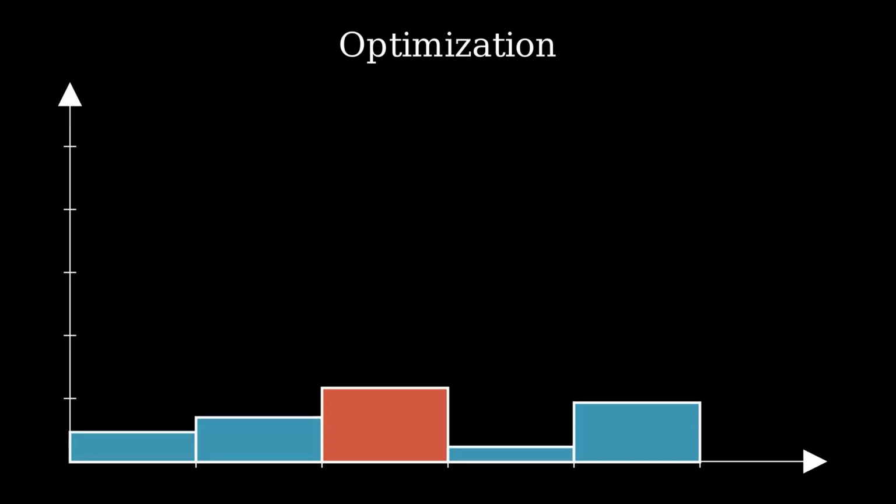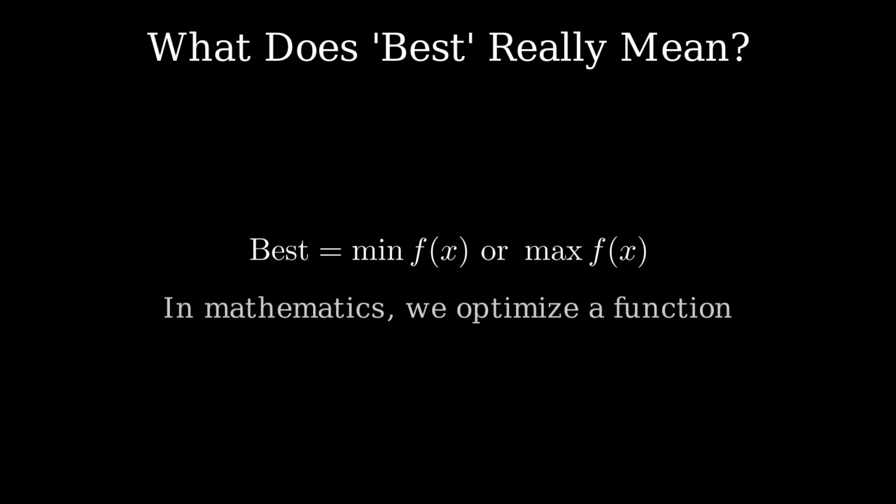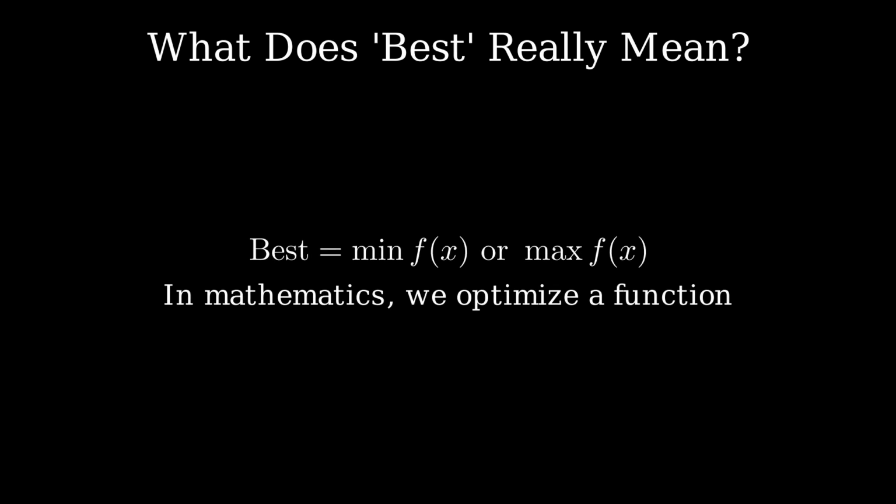At its core, optimization is about finding the best possible choice from a set of alternatives. But what does best really mean? In mathematics, it usually means minimizing or maximizing a function. Sometimes this is straightforward. A smooth, well-behaved function gently curves towards a single minimum, making the solution obvious.